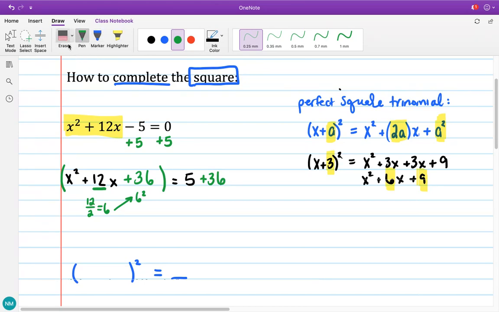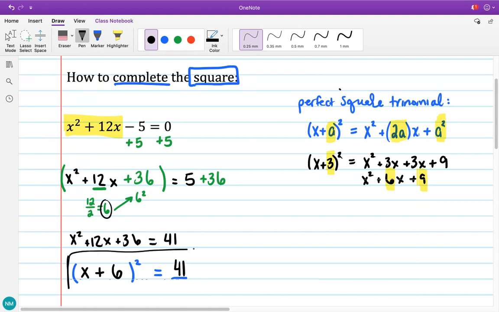And so what I end up getting is, I'm going to write it out, x squared plus 12x plus 36 equals 5 plus 36, which is 41. And then this right here, we just did it over here, is x plus 6, that a value that we have. So this is x plus 6 squared equals 41. Goal met.